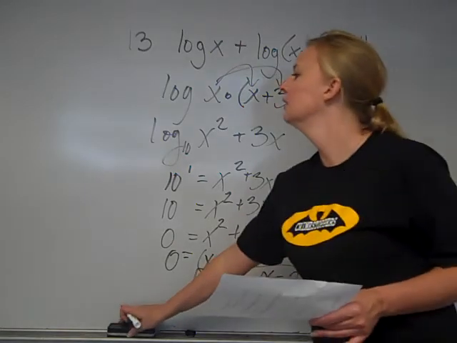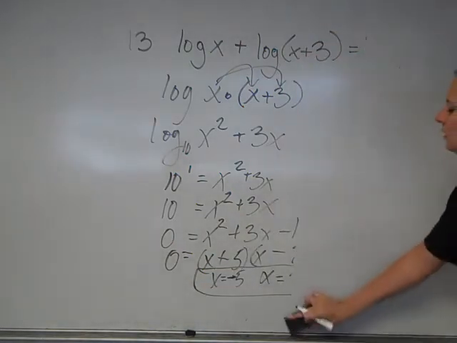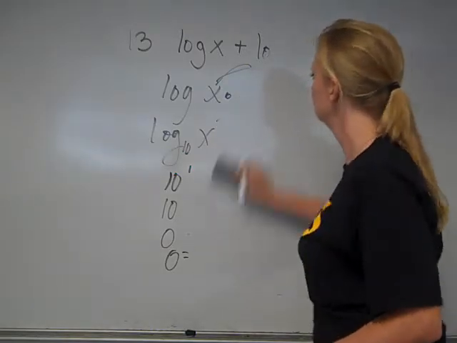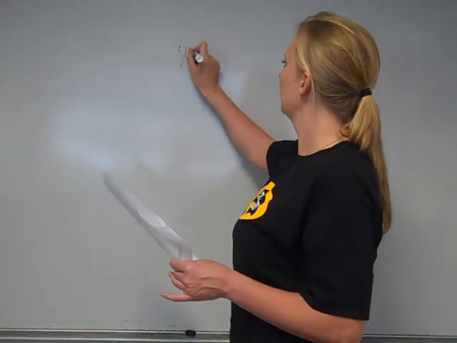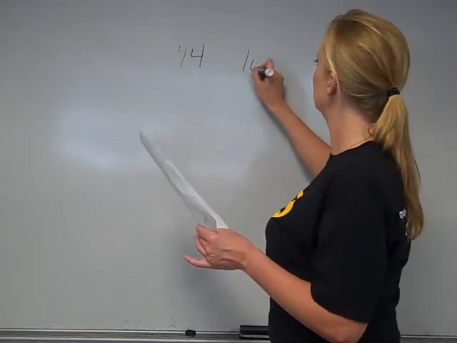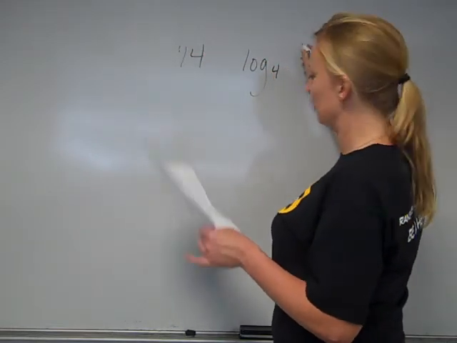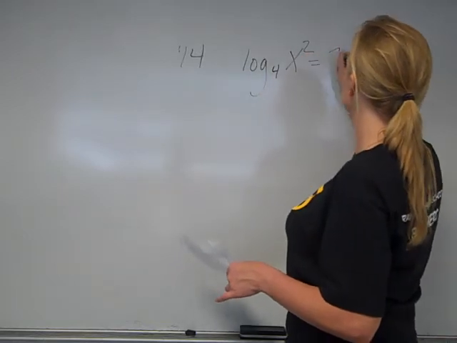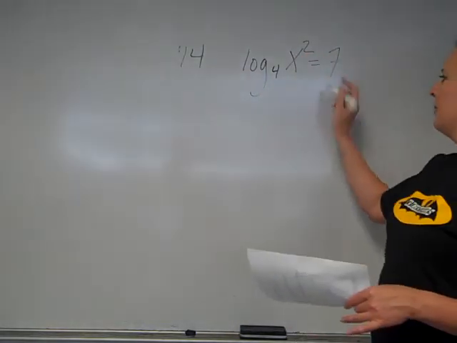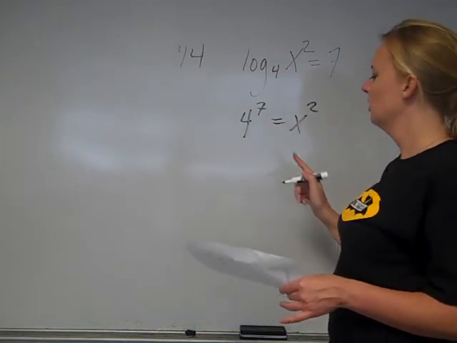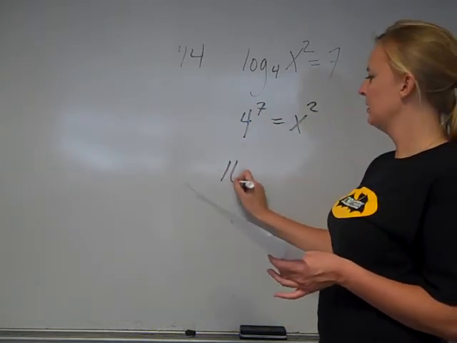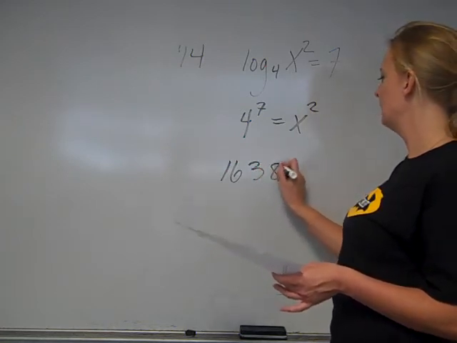Next, number 14. Log base 4 of x squared equals 7. Base to the power, 4 to the 7th equals x squared. 4 to the 7th is 16384.